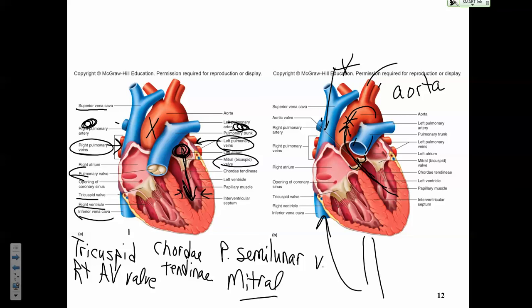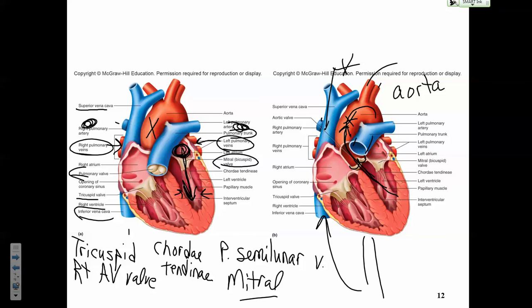It's coming from the lungs, but specifically what's connecting to the left atrium? It would be the pulmonary veins. Pulmonary veins. Where does the blood flow when it leaves the left ventricle? Through the aortic valve into the aorta.